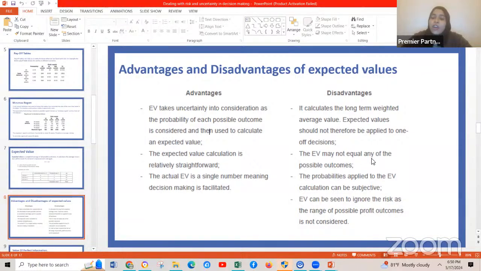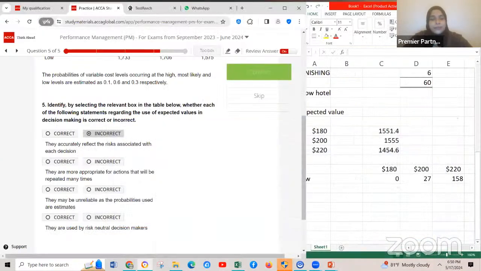Expected value may not equal any of the actual outcomes. Probabilities applied may be subjective. It can ignore the risk as a range of possible profit outcomes is not considered. It doesn't take risk into account. It may ignore risk, but it takes uncertainty into account.